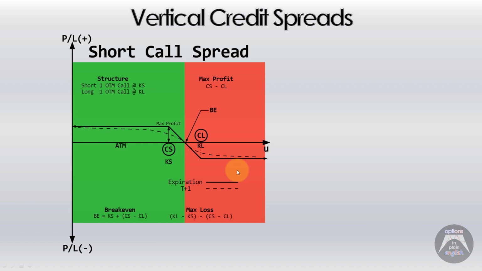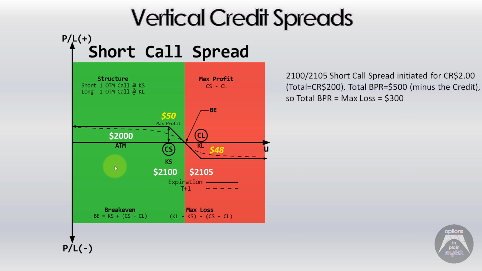Now let's do an example for a short call spread. We're going to have a stock that's trading at $2,000, and we're going to have a call that's trading at $50, which is the $2,100 strike price. And then another call that's the $2,105 strike price. This call is trading at $48. So what we're going to do is establish a short call spread. The 2100, 2105 short call spread, we're going to initiate it for a credit of $2 because it's $50 that we got minus $48 that we had to pay.